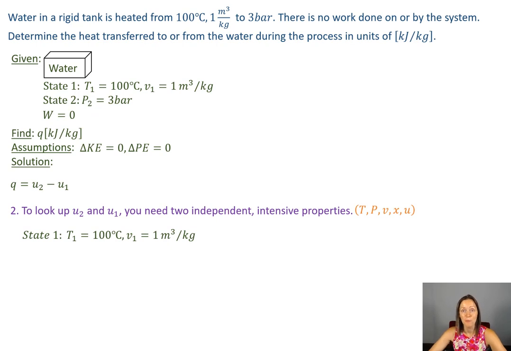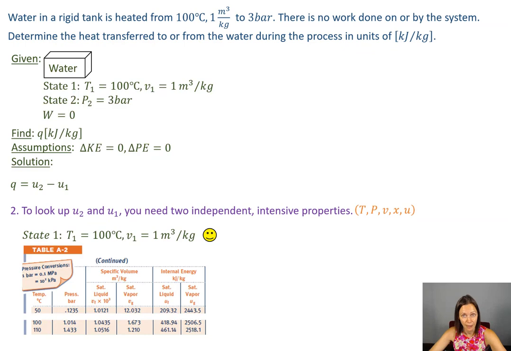I know temperature and I know specific volume, and I know that those are always independent of one another, so that's enough to fix my state. Now I need to fix my state, and in order to do that, I need to figure out what phase I'm in. So I am going to go to my saturated tables, not because I'm assuming it's saturated, but because I need to figure out what phase I'm in.